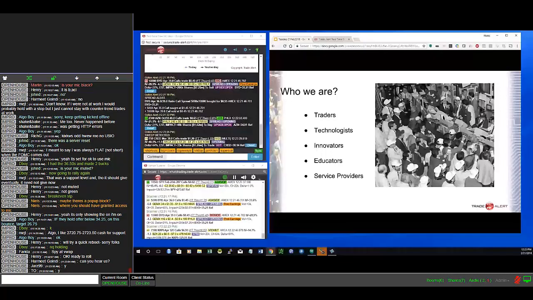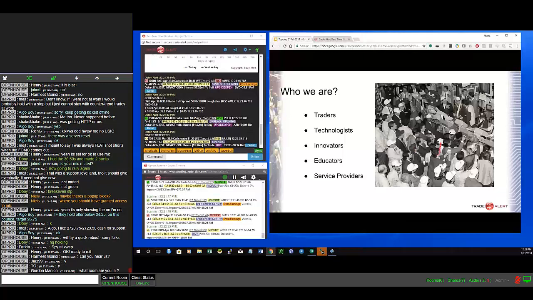Okay, this is actually me right here in the corner. This is a shot from the Amex floor. This is the XMI pit about 20 years ago. The Amex still kind of exists as part of the NYSE. And I traded on the floors for a few years before moving into the upstairs world, and then into the analytics world, which is what we do now.